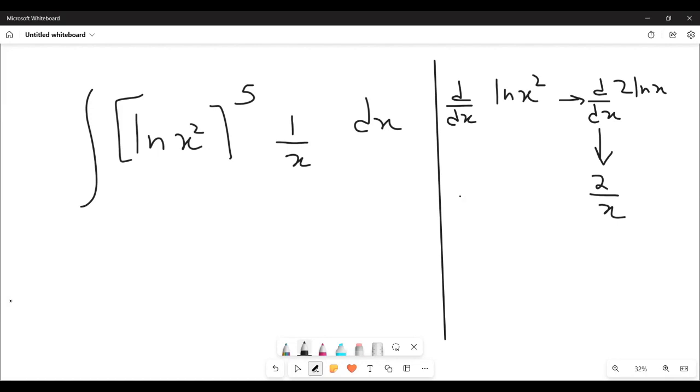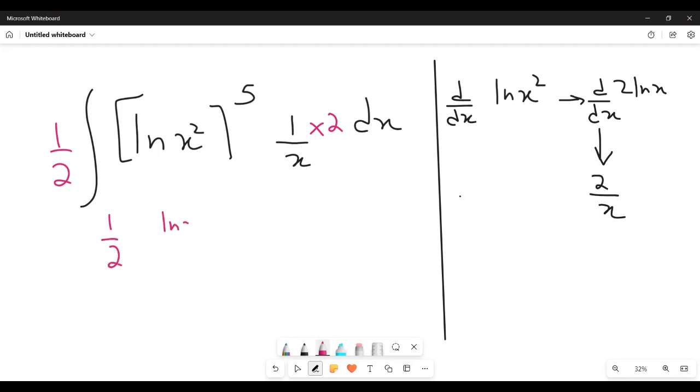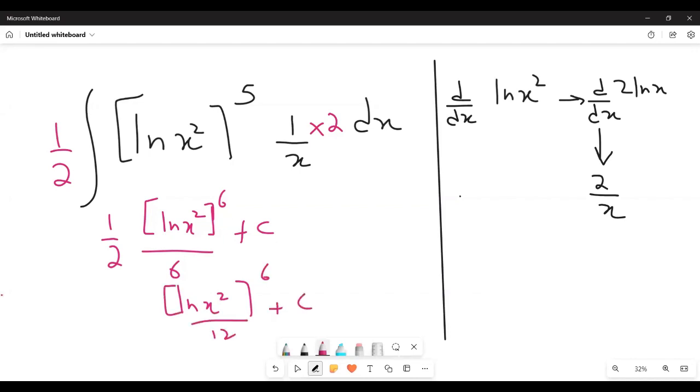So we don't have 2 upon x with us, but we can multiply 2 here and divide 2 here. So now we have half ln x square power 6 upon 6 plus c. So that's going to be ln x square power 6 upon 12 plus c.